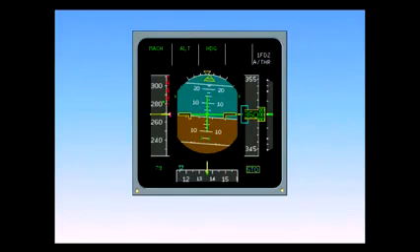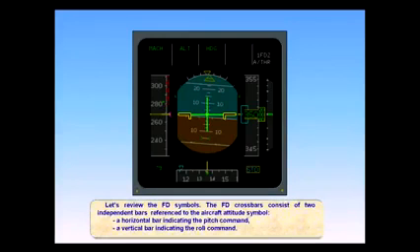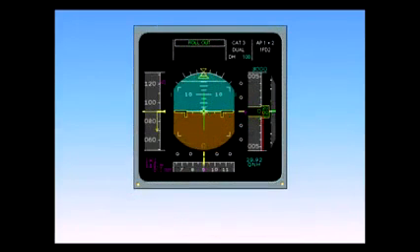Let's review the Flight Director symbols. The Flight Director crossbars consist of two independent bars referenced to the aircraft attitude symbol, a horizontal bar indicating the pitch command, a vertical bar indicating the roll command. If the runway is equipped with a localizer or an ILS, the roll bar is replaced by a ground roll guidance command bar for takeoff and landing rollout. The bar assists the pilot in tracking the runway centerline while in low visibility condition.